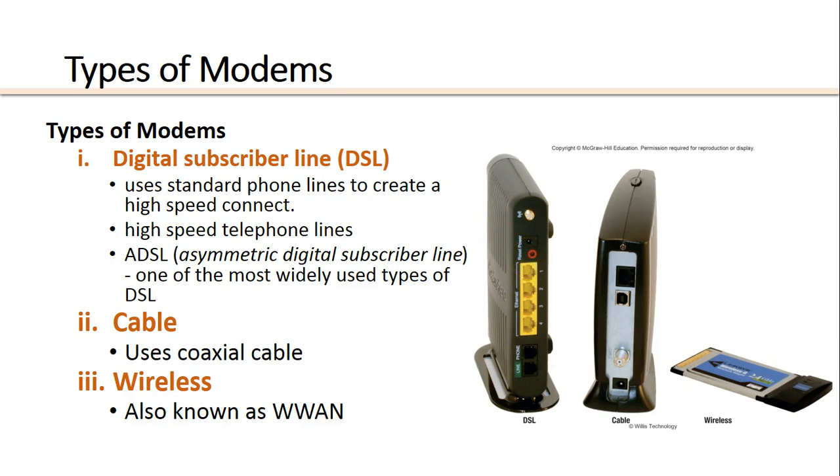High-speed telephone lines, ADSL, short form for asymmetric digital subscriber line, is one of the most widely used types of DSL. The next one is the cable that uses coaxial cable, and then the third one is a wireless that is also known as WWAN.